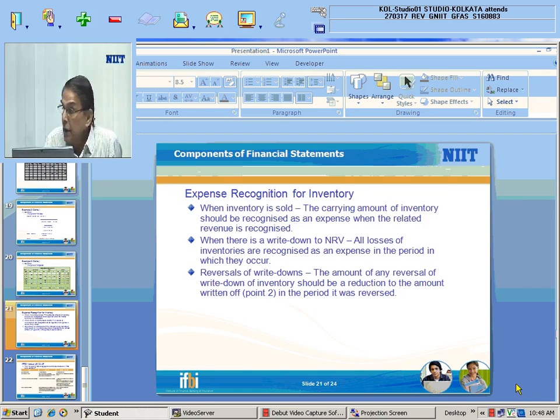And if there is a reversal of write down subsequently, it can happen also, because the net realizable value can subsequently go up. Some inventory is there at the end of the accounting period, we find net realizable value is less than the cost. But the market may change and net realizable value may improve again. In that case, it can be more than the cost, and there will be a need for reversal of the write down. So the amount of any reversal of write down of inventory should be a reduction to the amount written off in the period it was reversed.